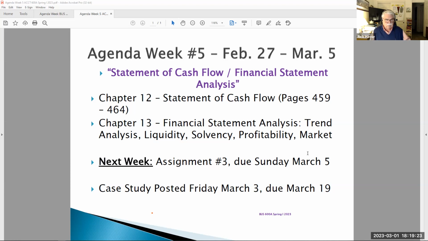And then our discussion tonight, this week, is the changeover from accounting to financial management: financial statement analysis and the statement of cash flow, certain pages in chapter 12 and chapter 13 of your textbook.